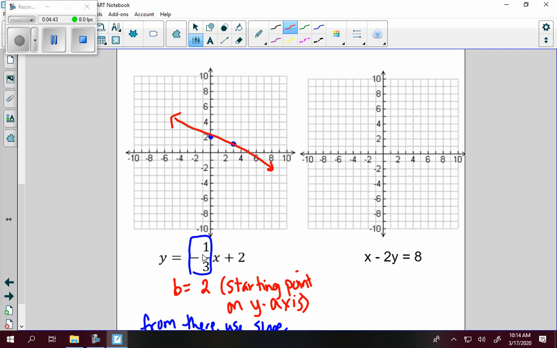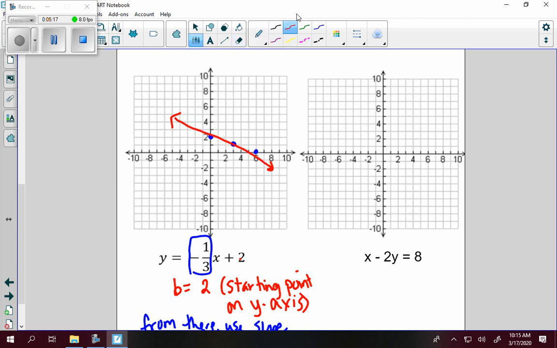If your equation is in y equals mx plus b form, you're going to start at your y-intercept and use the slope to find your next point. Once you have 2 points, go ahead and make that line. If you want to make it clearer, you can make it clear by starting there and going down 1 over 3 again. So my next point should be here. As you see, my line's a little bit off.